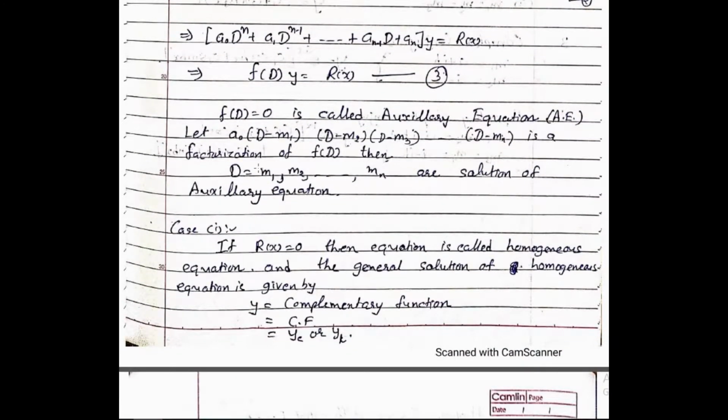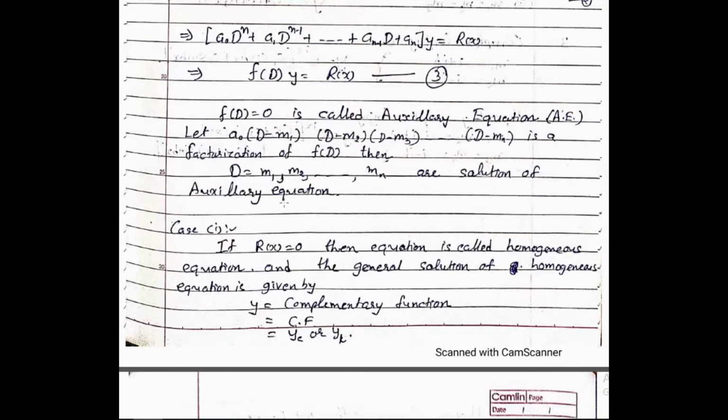Now there are two cases for the equation. Before going on to the cases, f(D) equal to 0 is called the auxiliary equation, and let (D minus m1)(D minus m2) up to (D minus mn) be a factorization of the function f(D). Then D is equal to m1, m2 up to mn. These are the solutions of this auxiliary equation, and your solution depends on these roots.